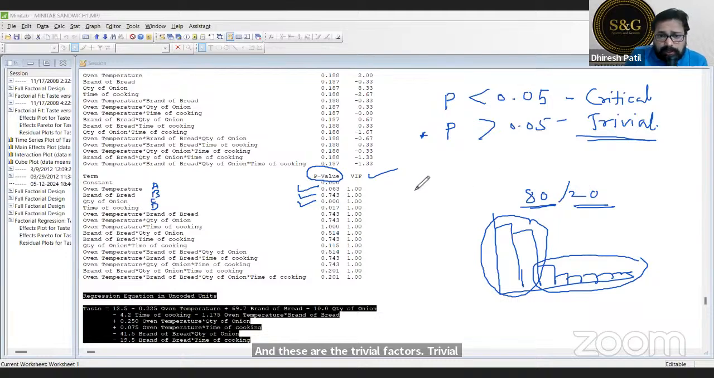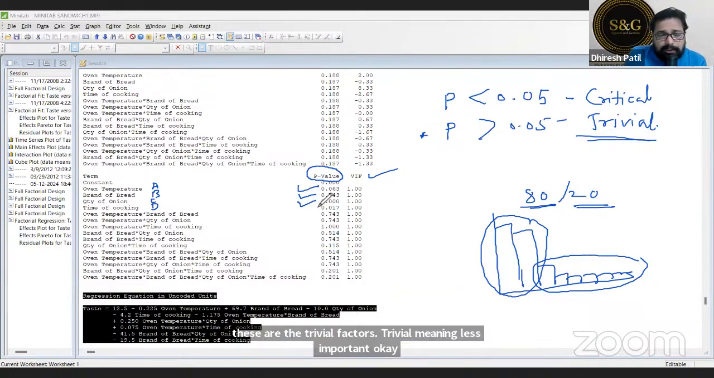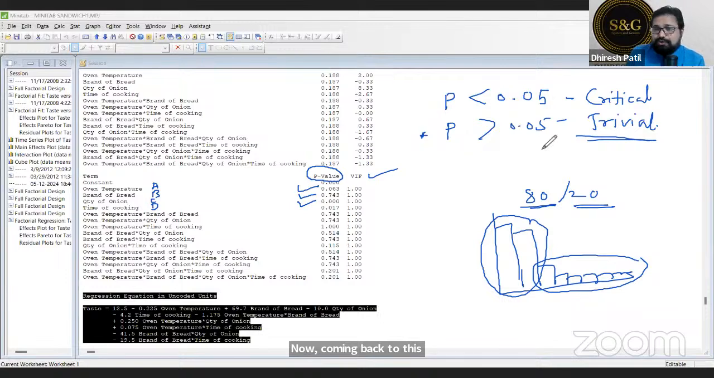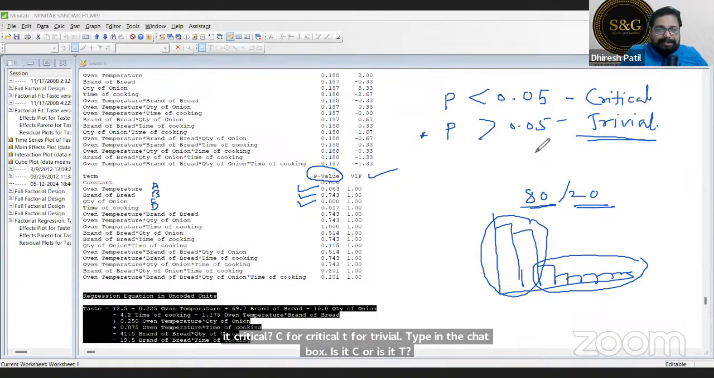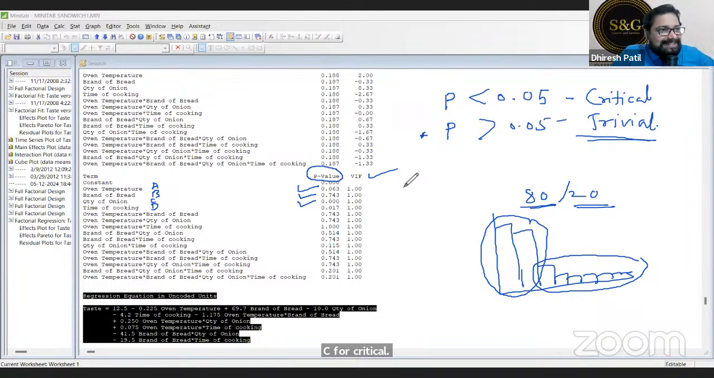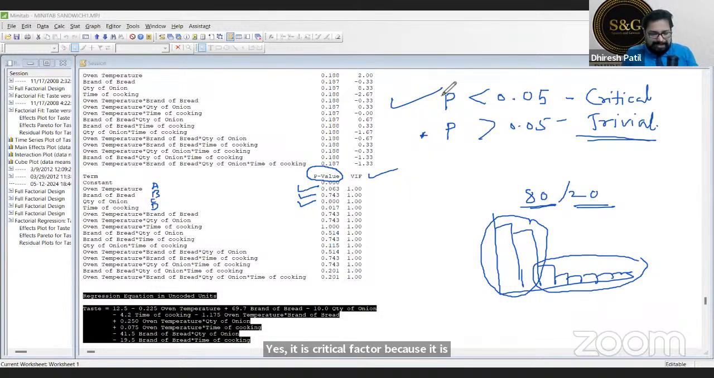Now, coming back to this, the quantity of onion 0.000. Is it critical? C for critical, T for trivial. Type in the chat box. Is it C or is it T? C for critical. 0.000. Yes, it is a critical factor because it is less than 0.05. Everybody with me? Just type yes in the chat box.